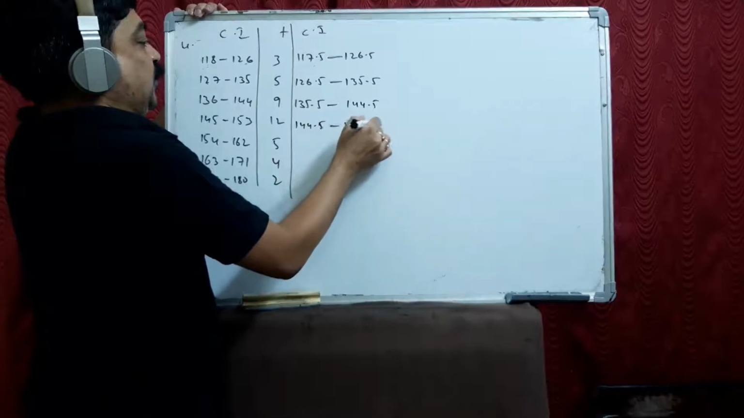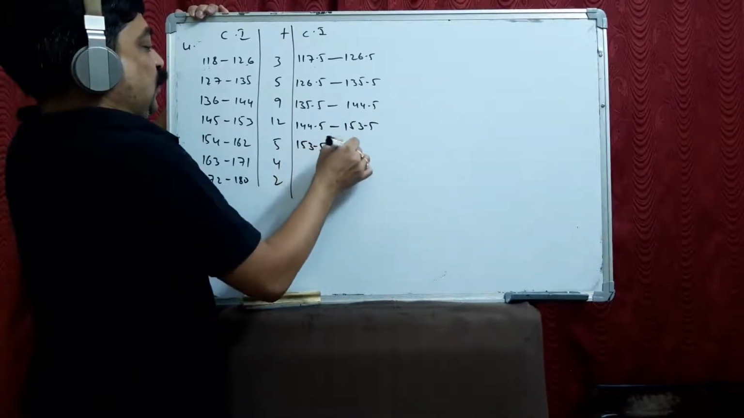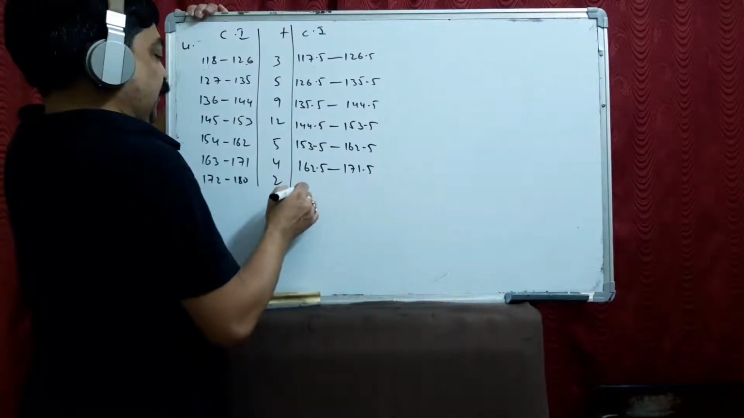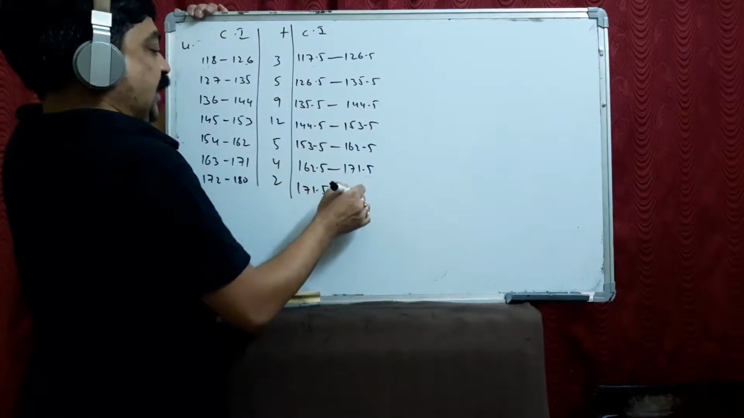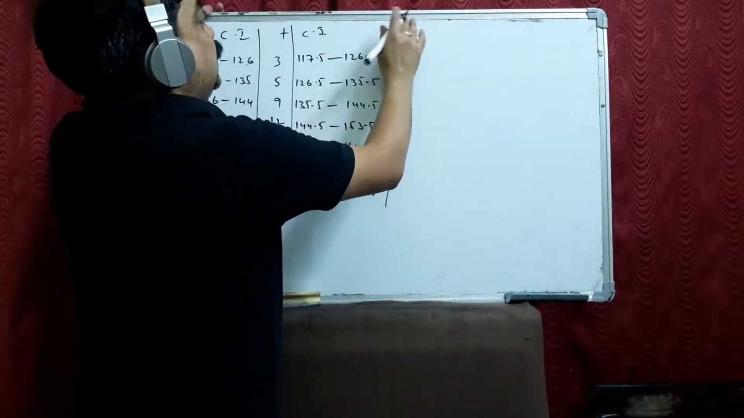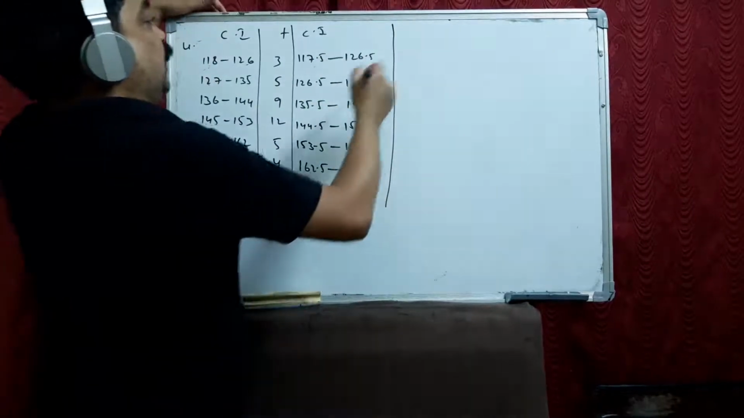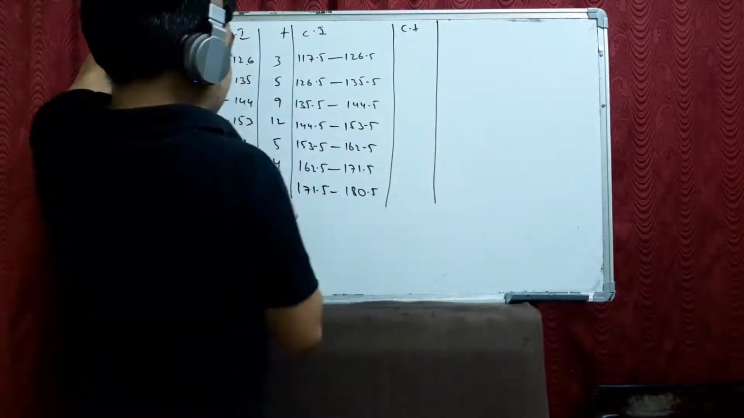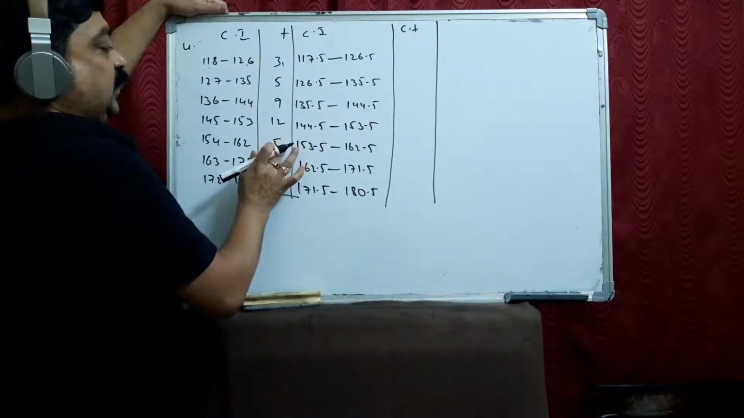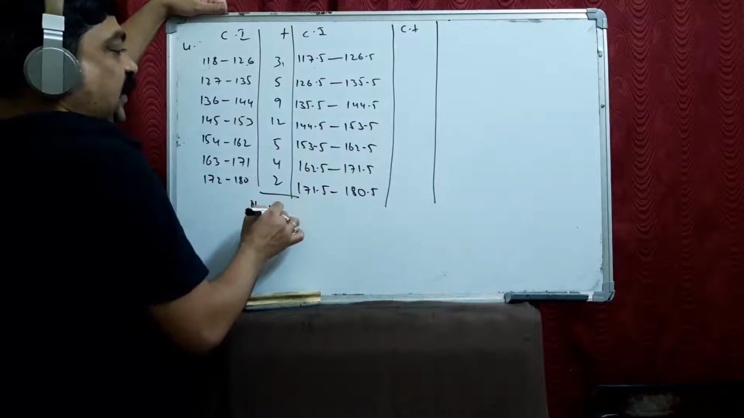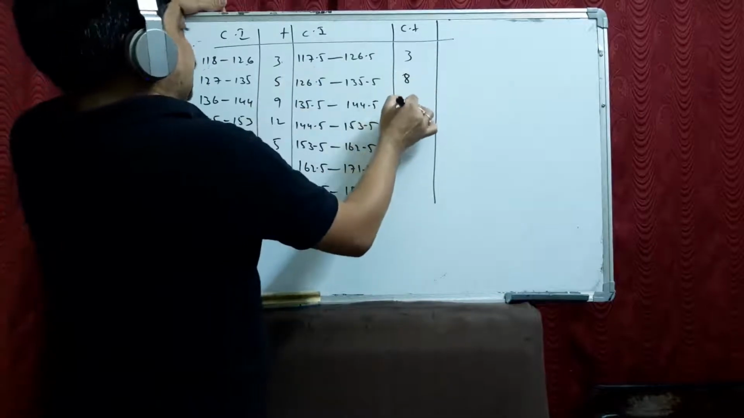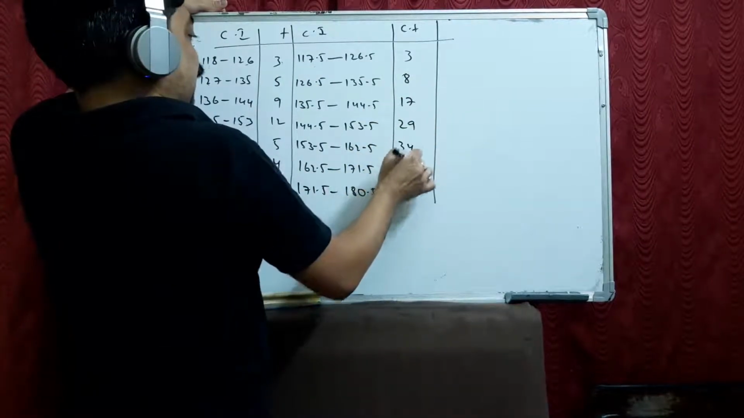144.5 to 153.5. 153.5 to 162.5. 162.5 to 171.5. 171.5 to 180.5. Now let us find out cumulative frequency. Let us find out capital N also. Capital N: 3, 8, 17, 29, 34, 38, 40. N is 40. Now cumulative frequency will be 3 plus 5, 8, 17, 29, 34, 38, 40.